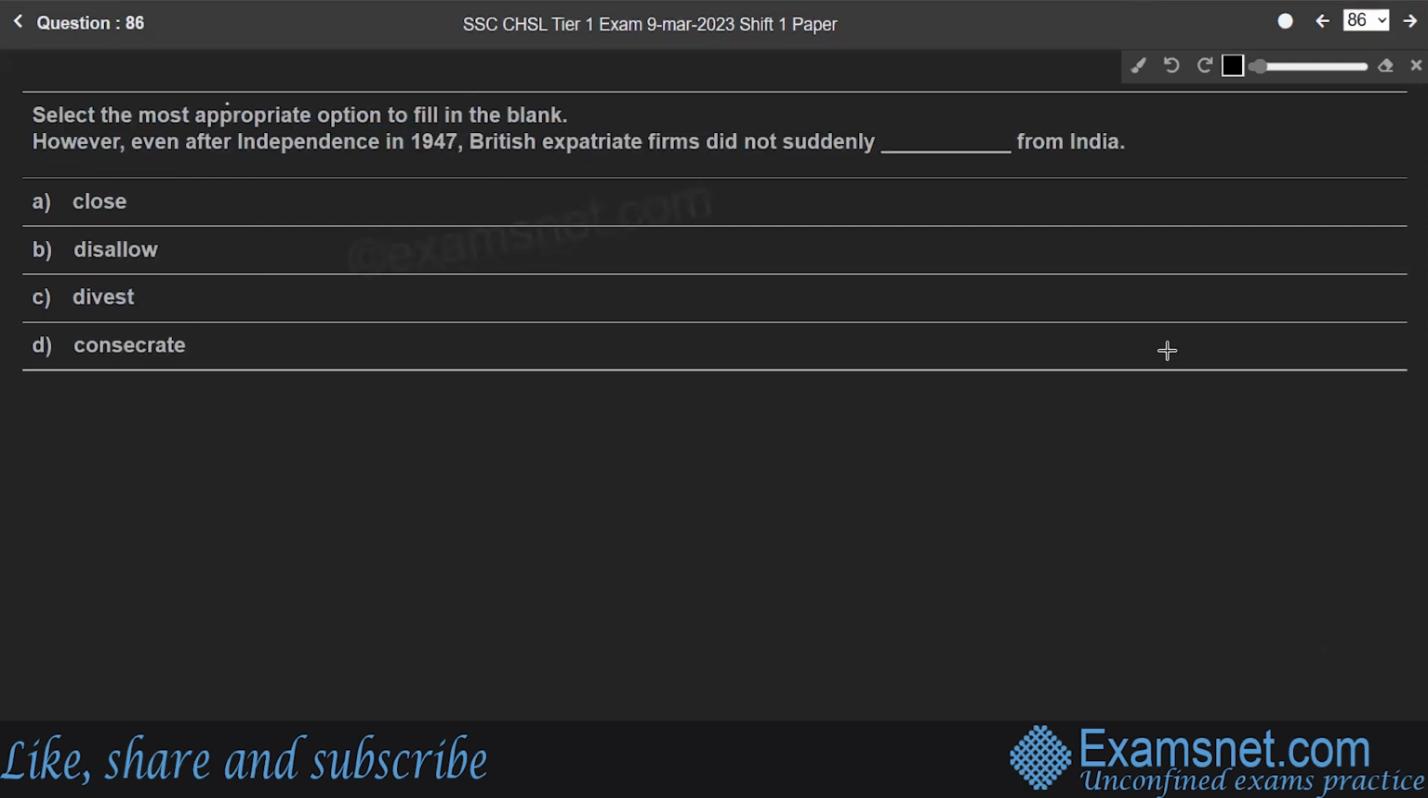Question 86. Select the most appropriate option to fill in the blank. However, even after independence in 1947, British expatriate firms did not suddenly dash from India. So here option C. So British expatriate firms did not suddenly divest from India. Here to divest means to sell off or get rid of something, often referring to a company or organization selling off assets or investments. Therefore, option C is the right answer.